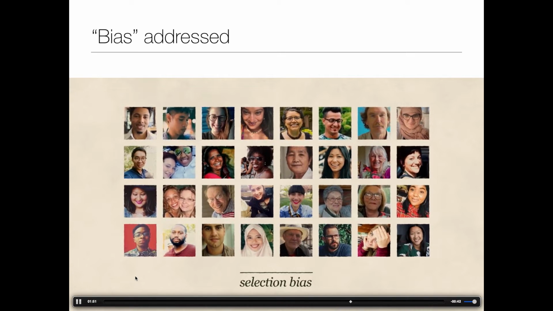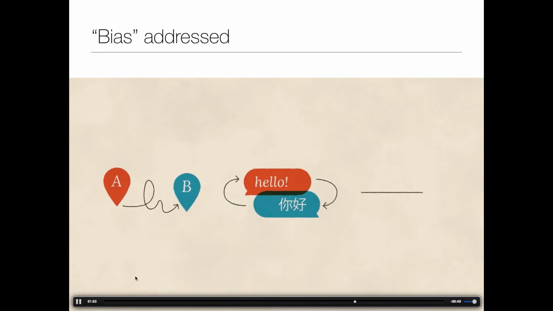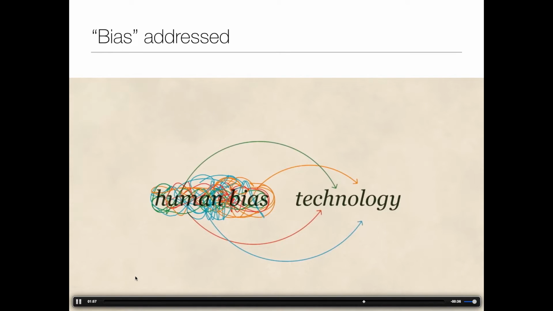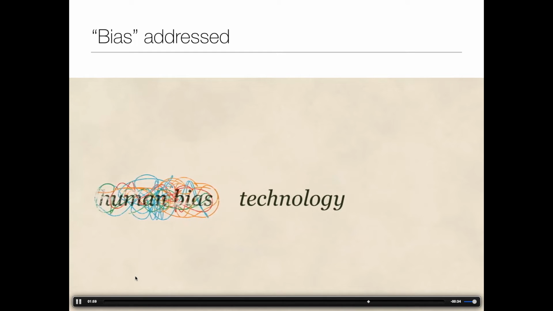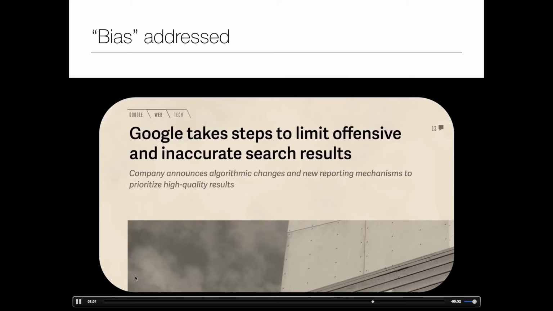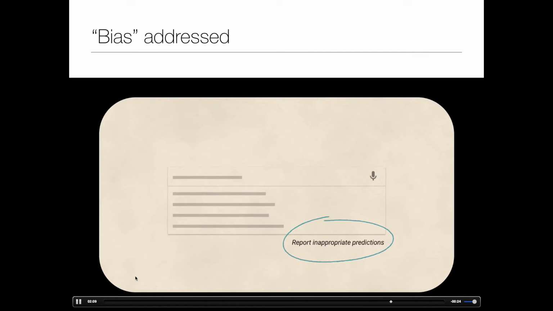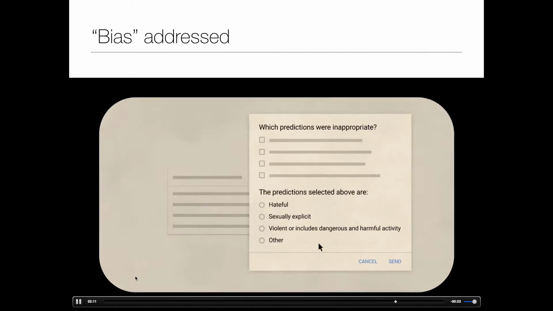represent everyone? Since some of our most advanced products use machine learning, we've been working to prevent that technology from perpetuating negative human bias. From tackling offensive or clearly misleading information from appearing at the top of your search results page, to adding a feedback tool in the search bar so people can flag hateful or inappropriate autocomplete suggestions.